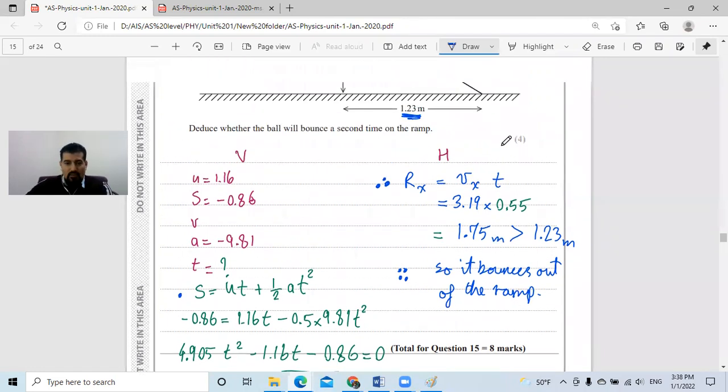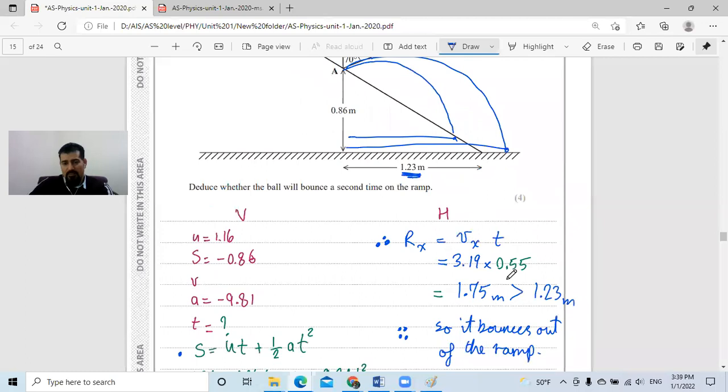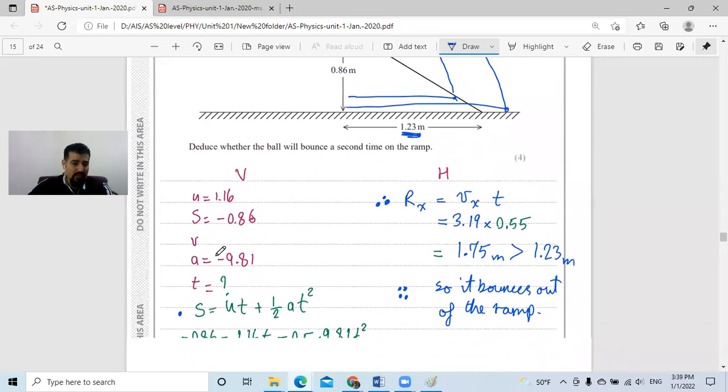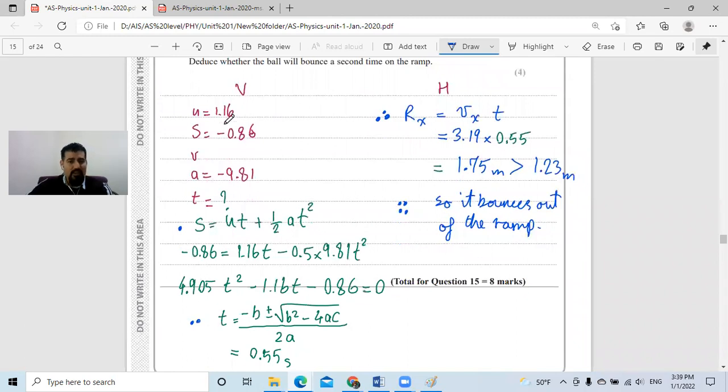So again, what we find: we know that it will bounce. We don't know if it bounces here or there. So we need to find this range, and this range equals horizontal speed times time. The horizontal speed that we found before, 3.19, we multiply by the time. I will find the time by using the vertical component of the motion, and substitute it here to find that the horizontal range is greater than our answer.